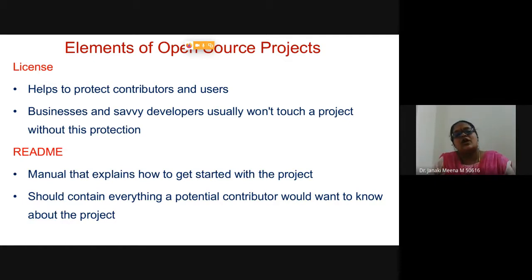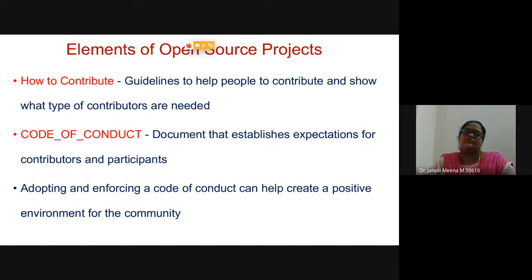Okay, and it should have everything for a contributor. If you want to contribute, what you should know about the project, what it is doing, what is the technology behind it, and what are the available avenues. Like that, there should be enough information in the README part. And then there should be a how to contribute document. This gives guidelines to people to contribute, and shows what type of contributions are needed for the project. And there should be a code of conduct.